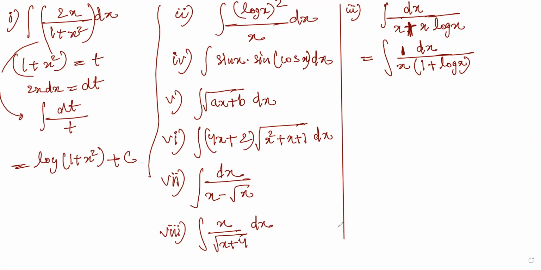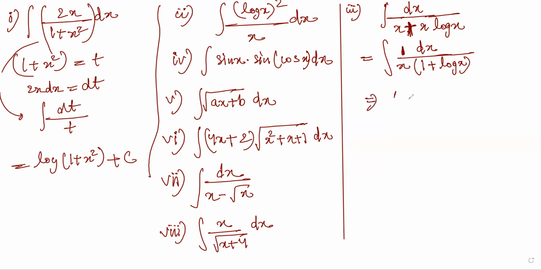Yeah, correct. 1 plus log x. Take 1 plus log x as t. Then 1 dx by x would become dt. So you'll be getting this. So these are easier examples. So you'll be getting them easily.